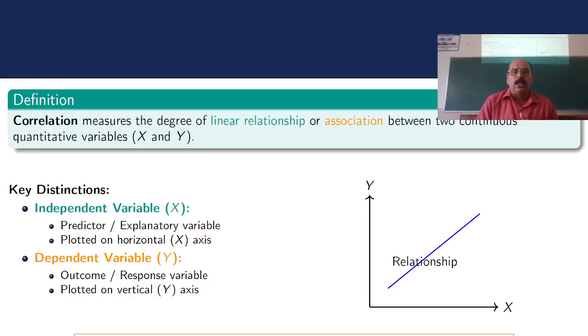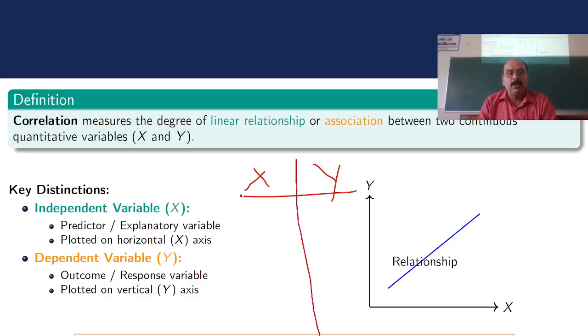Correlation is a measure of linear relationship or association between two continuous variables. We have an independent variable x and we have a dependent variable y. Now, correlation means what is the relationship between this x and this y? If x increases, will y increase or not?